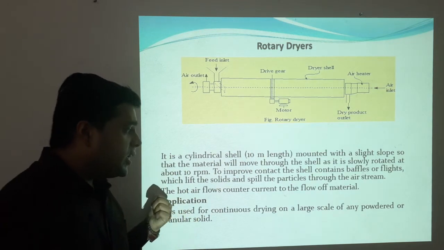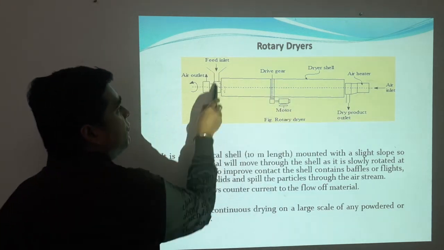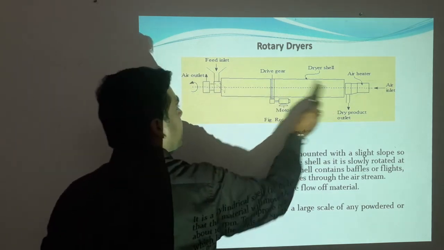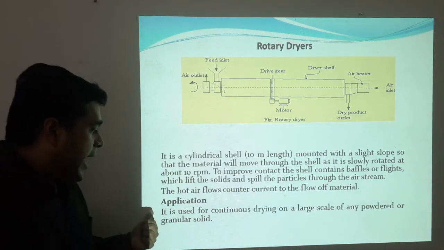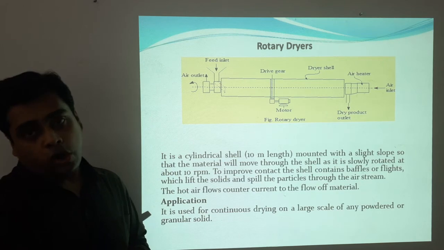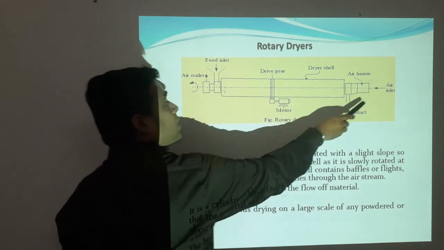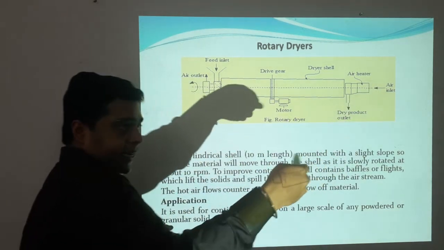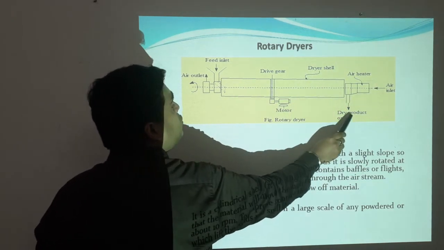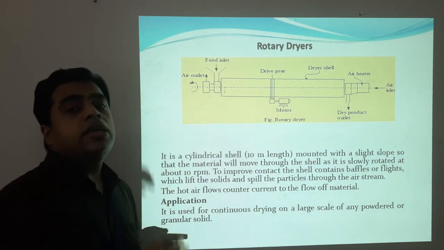Hot air flows countercurrent to the flow of the material. This is the air inlet, the hot air flows in this direction, and the feed inlet is in this direction. So it is a counter flow. Application: it is used for continuous drying on a large scale of any powder or granular solid. It is quite useful for any sort of large scale, and it is a continuous process because air is constantly supplied. The air will be heated through these air heaters, and the dry product we get through the dry product outlet. And this is the feed inlet, so we can design the machine as a continuous one.